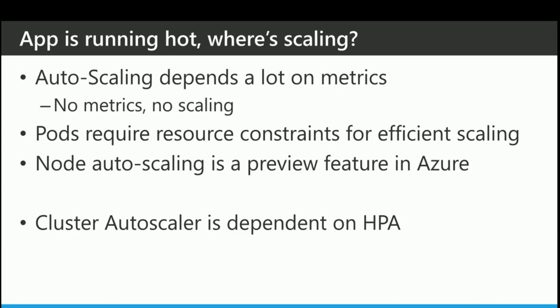Anyway, so scaling issues. Like I said, autoscaling depends a lot on metrics. If you don't have any metrics, you cannot have autoscaling, plain and simple. If you want efficient scaling and you use the horizontal pod autoscaler to actually do the scaling, it's a simple thing: you have to have resource constraints. No resource constraints, then no autoscaling, pure and simple.